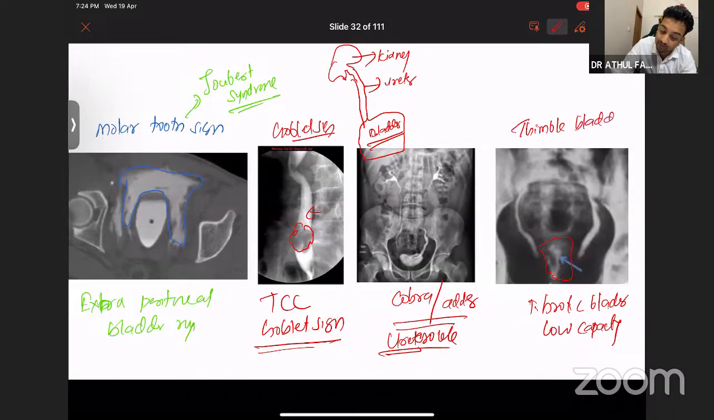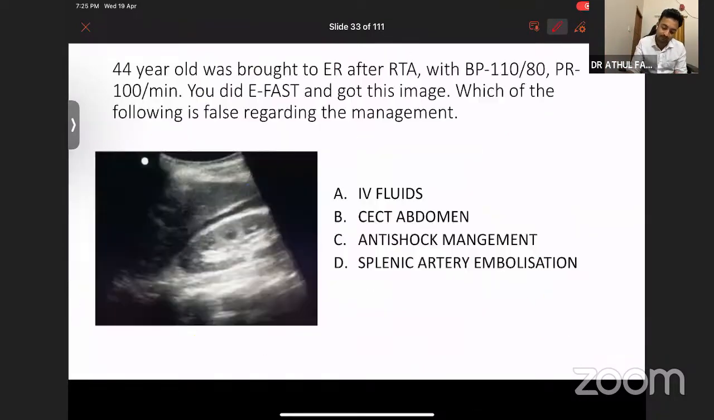I have shown you the images of everything. So this is the molar tooth sign. This is the goblet sign. This is the adder head appearance. You will be able to see a snake head appearance like this. Adder head appearance. And fibrotic bladder with low capacity, that is thimble bladder. I hope it is clear. All these are repeatedly asked spotters.